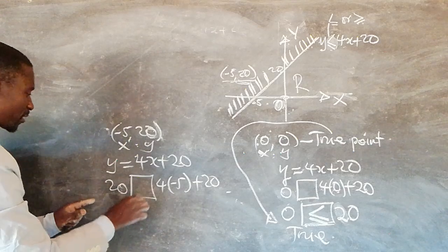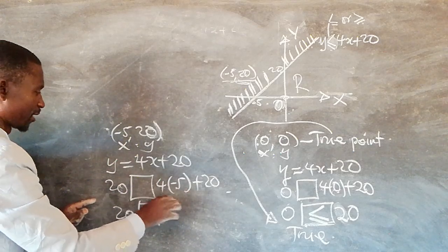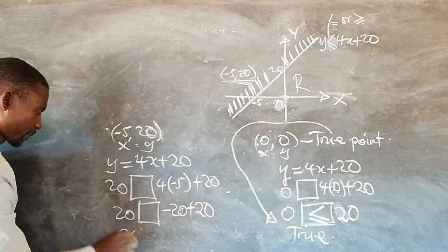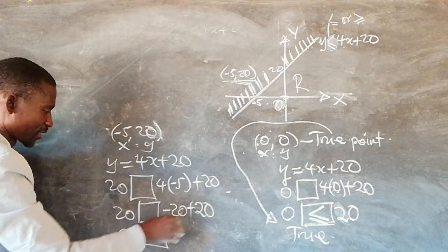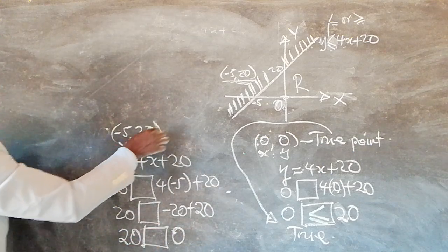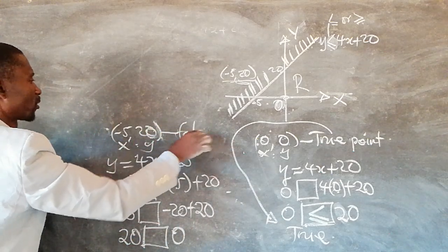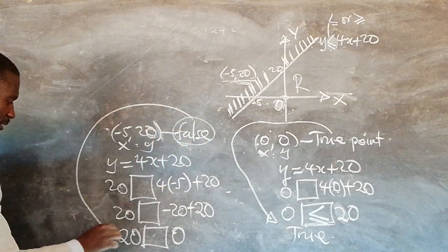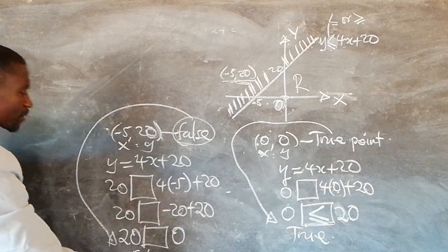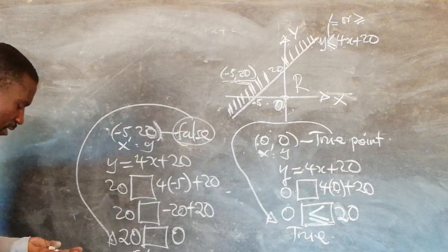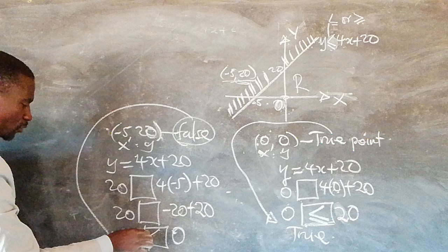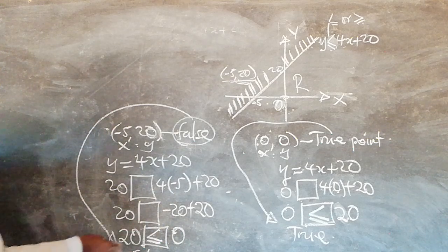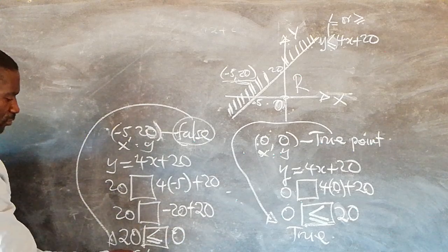So this is going to be 20 box 4 times -5, it is -20 plus 20. And what is -20 plus 20? This is 0. So now look at this. The point itself is what? Not true, false. So since this is false, you have to maintain that even this should be a false statement. To make it false, it is going to open where there is a smaller value. So 20 is equal to 0. This is not true, false.